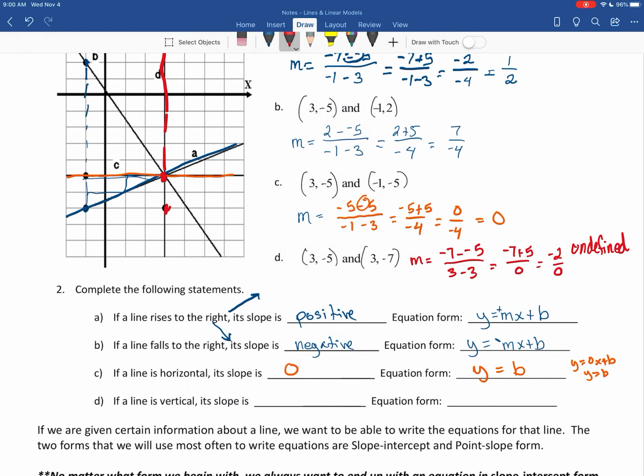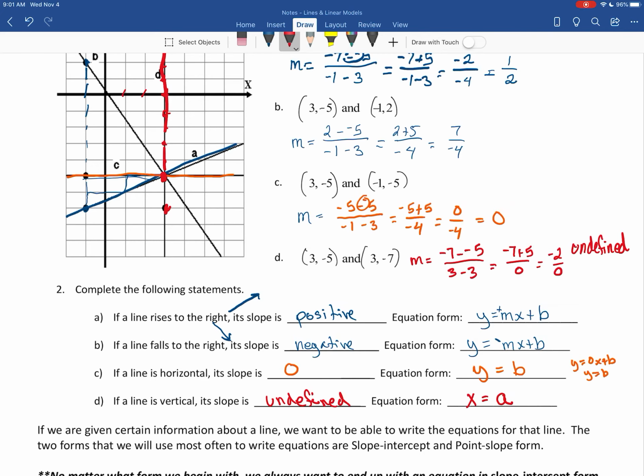If a line is vertical, its slope is undefined, and it has a completely different equation form. Because there is no movement at all in the x direction, the x value is the only one that's locked in. Notice this particular line was at the x value of 3, and every single point on this line has an x value of 3. So that becomes the equation.